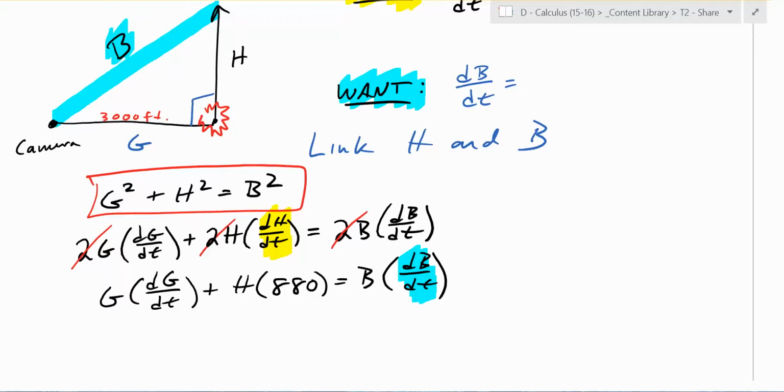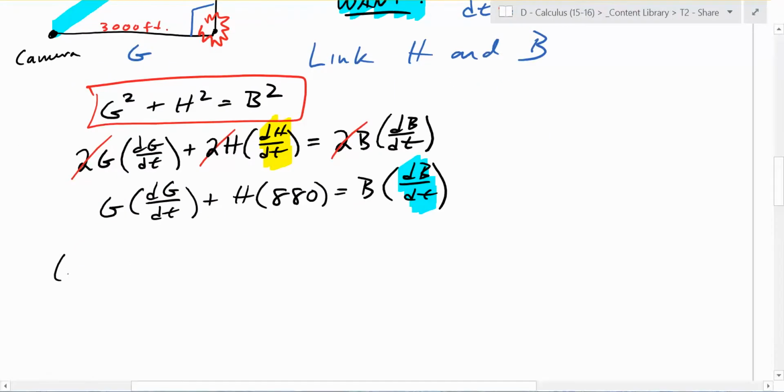Use the word camera in the sentence. Because the what? Because the camera isn't moving. Because the camera isn't moving, dg dt is what? 0. What is G? 3,000. 3,000. So what can you plug in? 3,000 times 0. Oh, we plug in that.